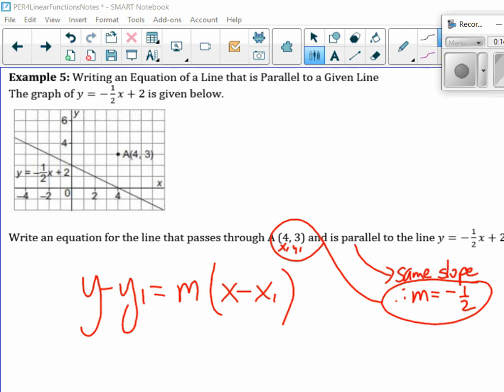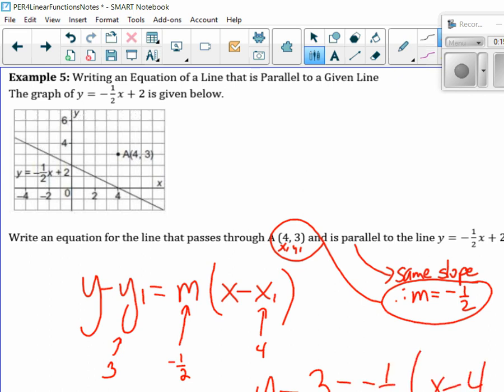Okay, does everybody understand? The (4, 3) is your (x1, y1). The negative 1/2 from this equation, because it's parallel, is the slope. And then you just directly substitute that in. So in the m, you're going to put negative 1/2. In the x1, you're putting a 4. In the y1, you're putting a 3. So then it becomes y subtract 3 equals negative 1/2 times (x subtract 4).